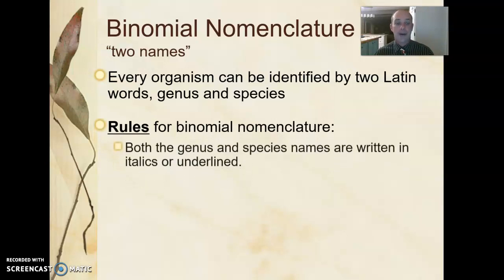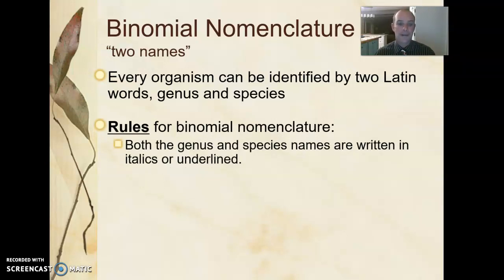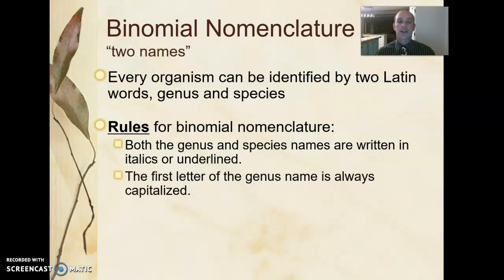So rules for binomial nomenclature. How are you going to write them out? Because you will have to write them out at some point. Both the genus and species names are written in italics or underlined. I don't expect you to write in italics. I suggest that you underline them. The first letter of the genus is always capitalized. The species name is lowercase.